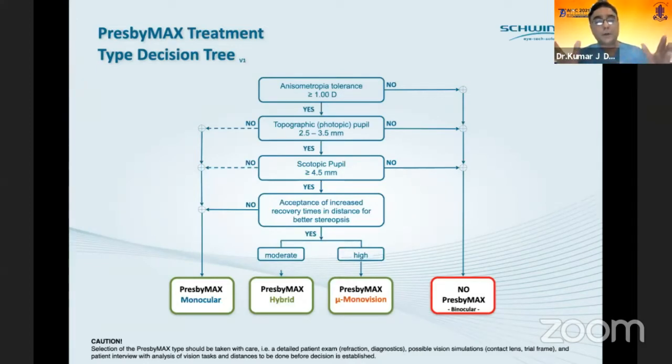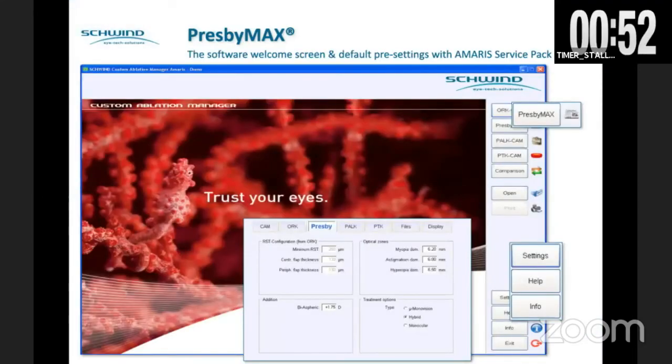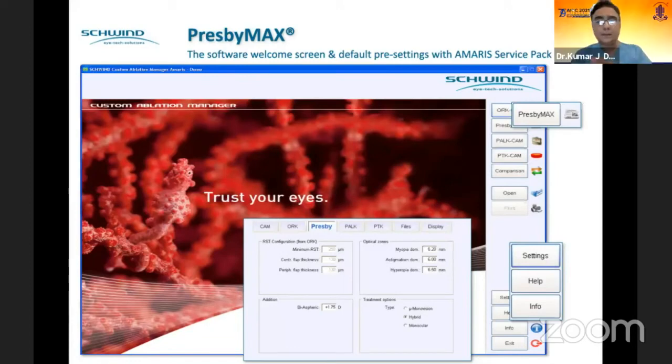Most important, patients have to be motivated, and we have to make sure about their side effects, so you should have a contact lens trial. The contact lens trial should be at least for a week; we normally give it for a week. Of course, we check the pupil size and the optical zone, and a lot of chair time is included. Here, very important is the treatment, how it goes.